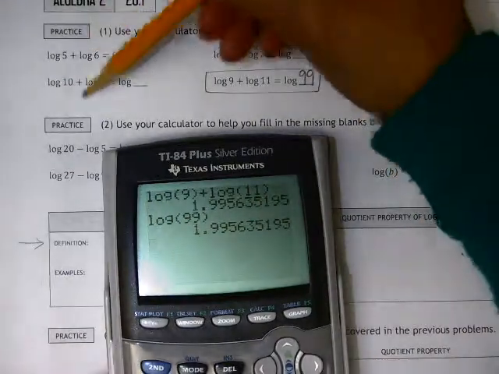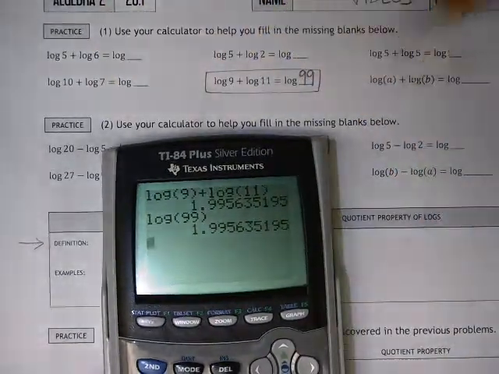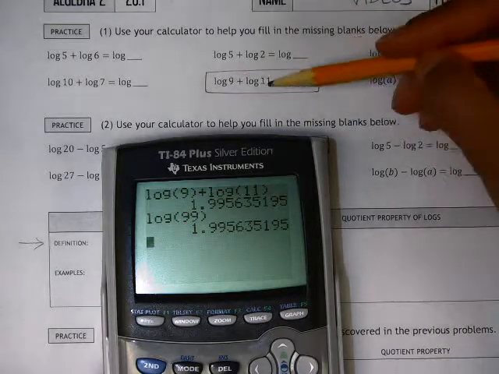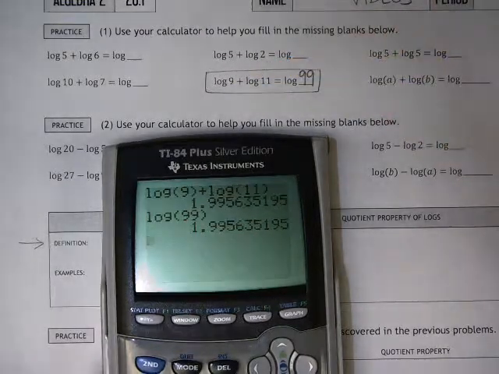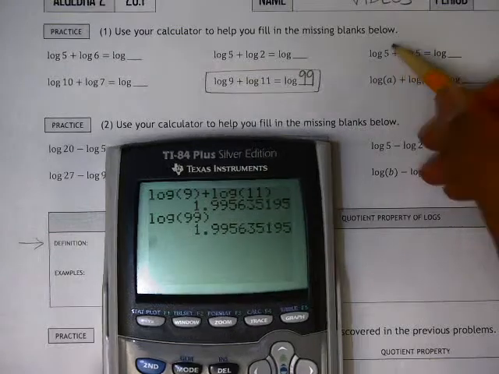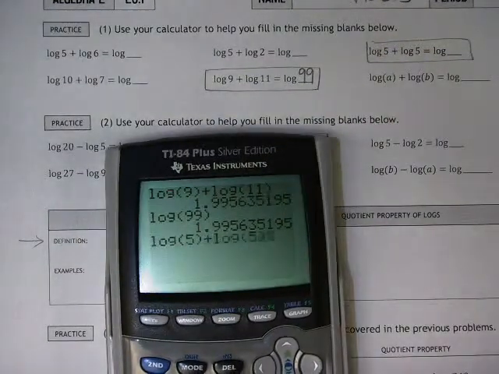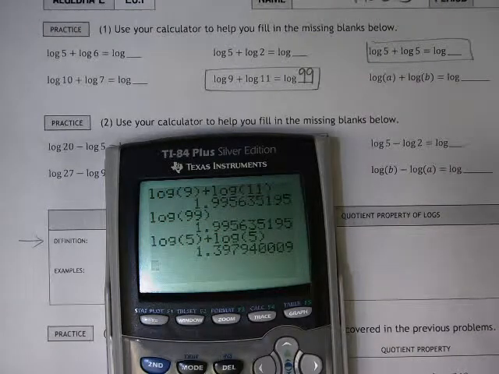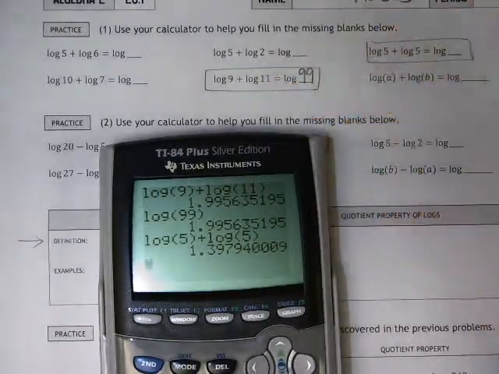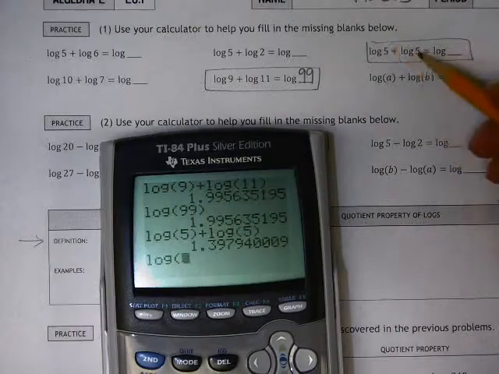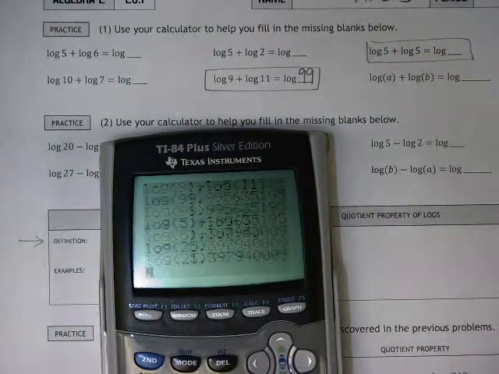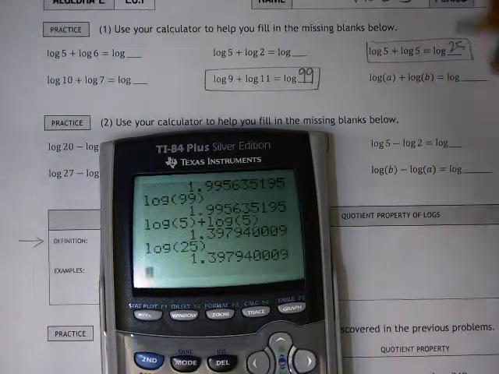Now notice on all of these, the logs are being added together. So if we use that same idea and check it to see if it works somewhere else, let's try this one right here. If we type in log 5 plus log 5, we get this decimal. If we type in log of 5 times 5, or 25, we should get the same answer, and that does end up working.